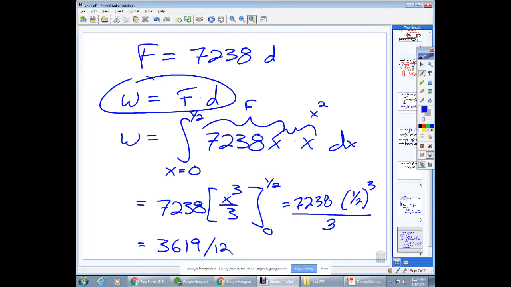To the nearest whole number, 302. Anybody else getting that? And then the measurement here, we're pushing it by inches. So this wouldn't be work in foot pounds. It would be work in inch pounds. So for the first 1/2 inch, it only takes 302 pounds.